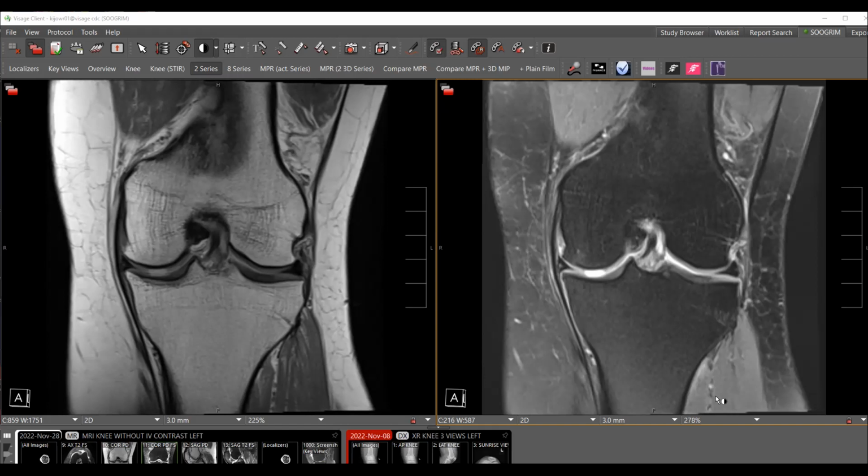The lower echo time on the intermediate weighted image results in a greater amount of signal within the deep cartilage layer and better differentiation between the deep cartilage layer and the adjacent subchondral bone, and a more accurate estimation of the thickness of the cartilage defect.